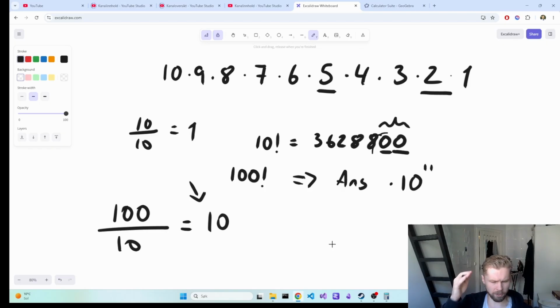Pisses me off that the book does not give the answers to these ones. What the fuck? What the fuck? Alright, you know what? Fuck it. I'm gonna do it.